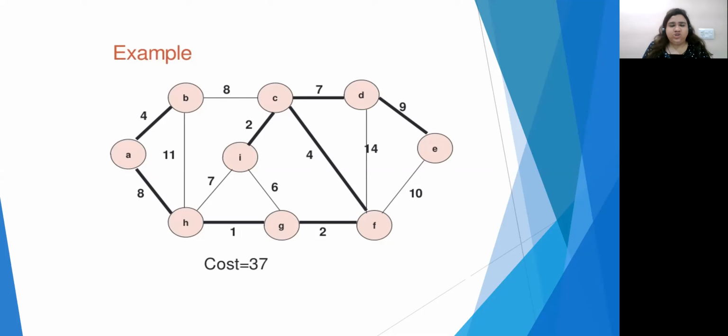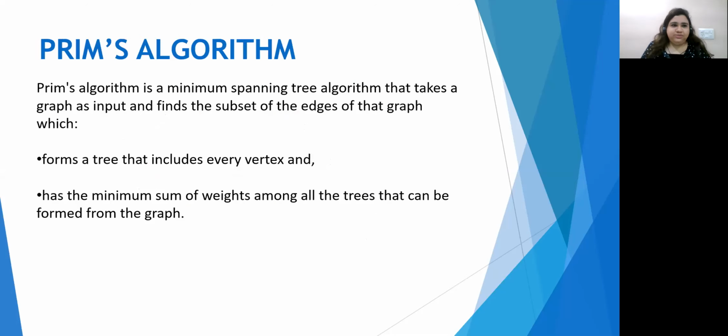After getting a gist of what spanning trees and minimum spanning trees are, let's begin with the main topic of our presentation, that is Prim's algorithm. Prim's algorithm is a minimum spanning tree algorithm that takes a graph as an input and finds the subset of the edges of that graph which forms a tree that includes every vertex and has the minimum sum of weights among all the trees that can be formed from that graph.